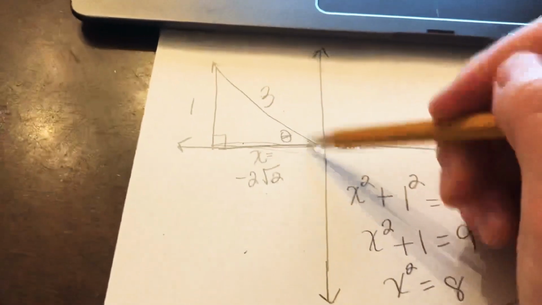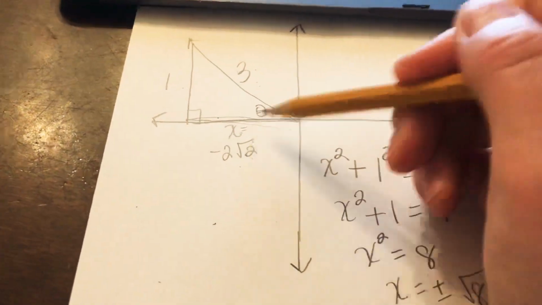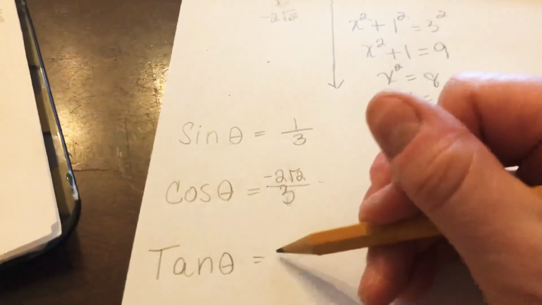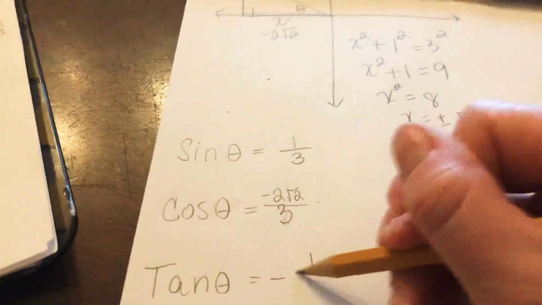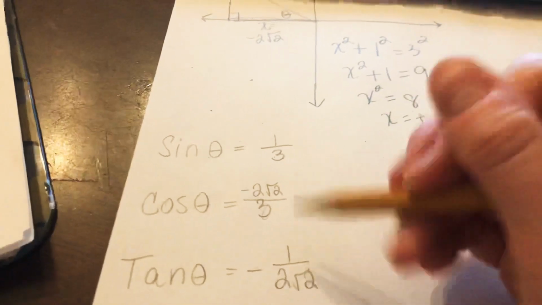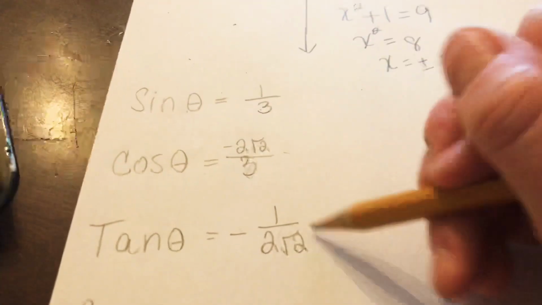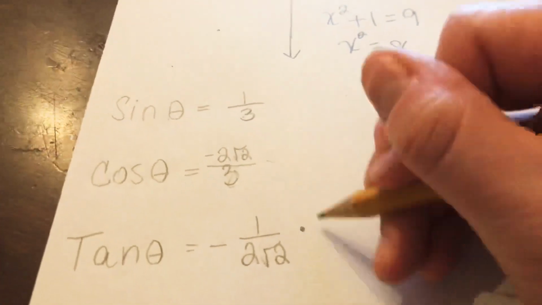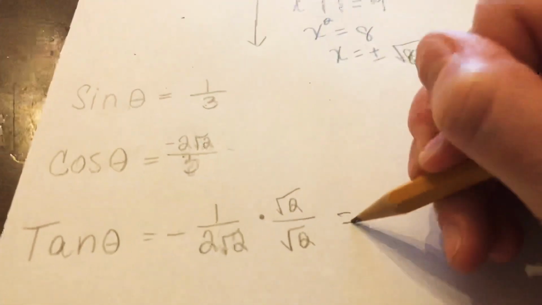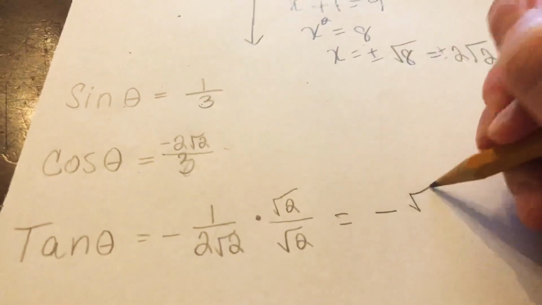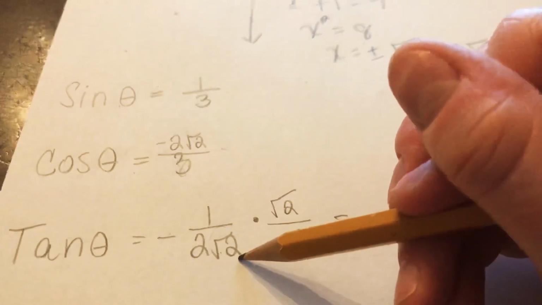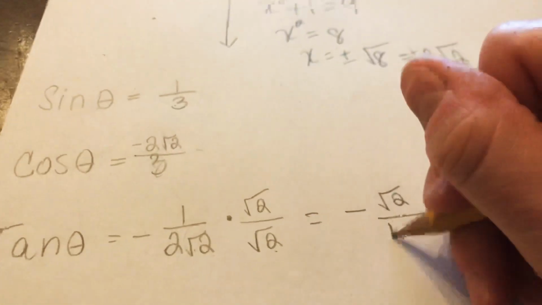Now my tangent is opposite over adjacent, so it's going to be 1 over negative 2 radical 2. So it's going to be negative 1 over 2 radical 2, or 1 over negative 2 radical 2, same thing. I still don't want this radical in the denominator, so we're going to multiply by radical 2 over radical 2. What does that give me? It's negative radical 2 in my numerator. Radical 2 times radical 2 is just 2, times 2 is 4.